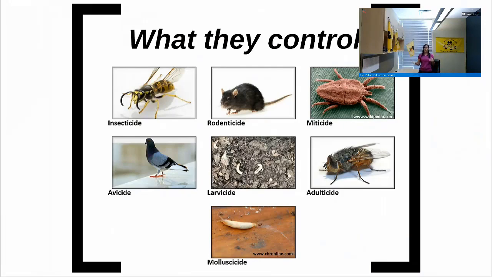Larvicide, so please pay attention, read the label of the pesticide because sometimes we have products such as the BTI, which is a biological product that kills larvae, it kills larvae of mosquitoes. So please don't use larvicides to control adults. It's designed to kill larvae. Adulticide, same thing. It's a pesticide that is designed to kill adults of a pest. Molluscicide, mollusks such as snails, slugs.